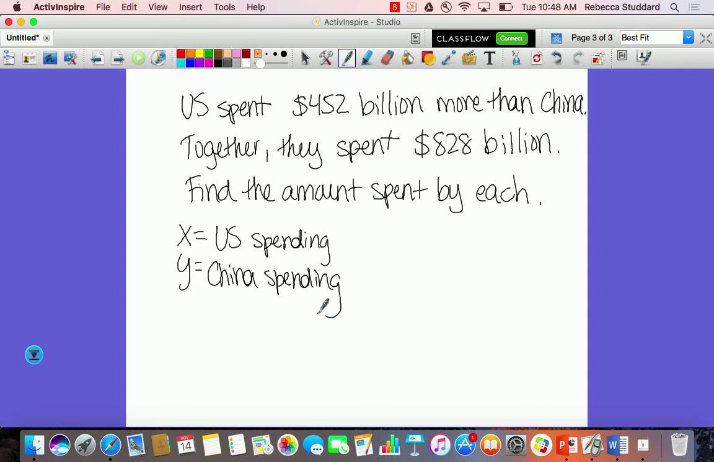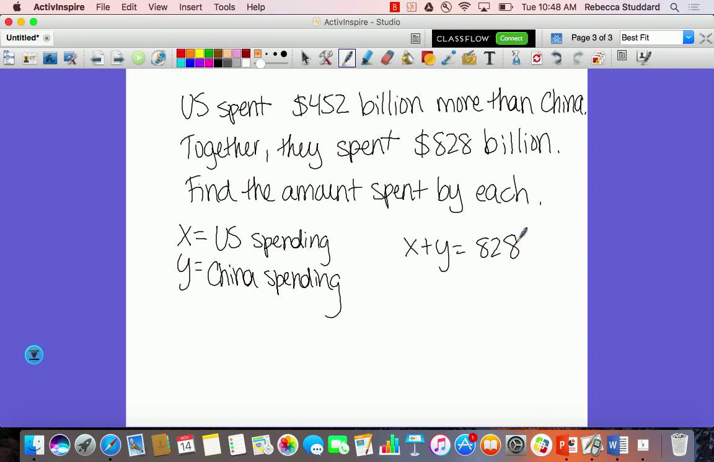So if we let X be how much the U.S. spent and Y be how much China spent in 2013, somebody raise your hand if you can give me one of the equations. There are two equations. You need to be paying attention to this and not doing other homework. Hannah. X plus Y equals 828.